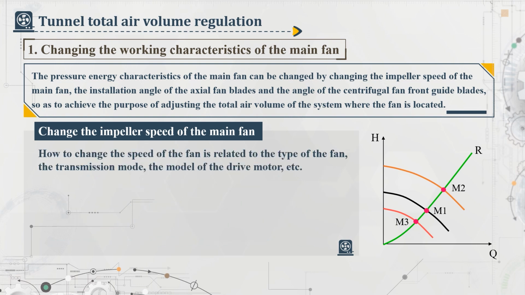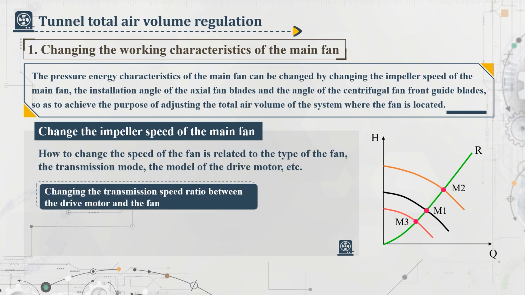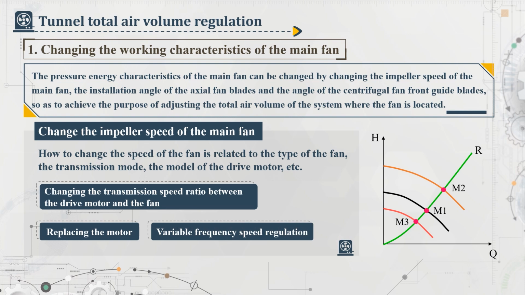In the tunnel, how to change the speed of the fan depends on the type of the fan, the transmission mode, the model of the drive motor, and so on. There are many methods, such as changing the transmission speed ratio between the drive motor and the fan, replacing the motor, and variable frequency speed regulation.